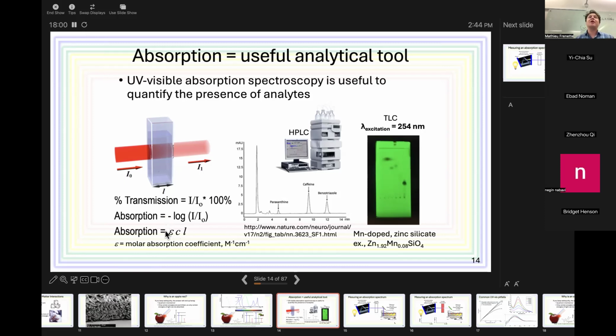So of course it's useful in a bunch of things, but if you have multiple things that absorb at the same time, you have to separate them. Okay, so HPLC, how you separate compounds, and then you integrate that and quantify your compounds. Even a TLC is a UV-vis basically, right? So you're exciting at 254. There's manganese-doped zinc silicate in there that emits light. And if your compound happens to absorb those photons, they won't get to your manganese-doped zinc silicate, so they won't fluoresce. So that dark spot is an absorption experiment.